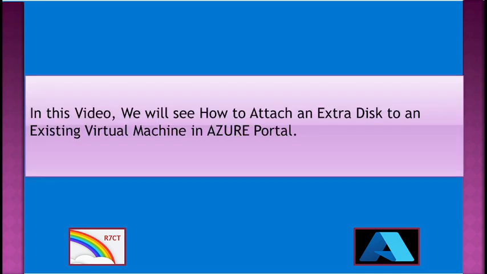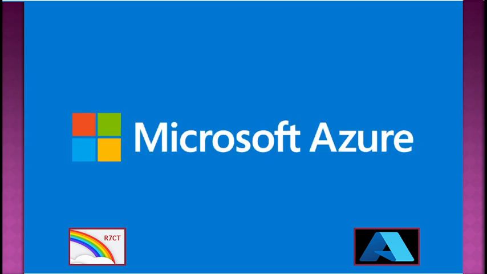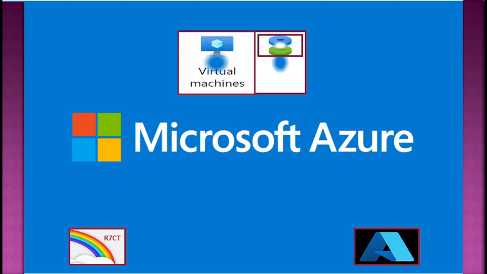In this video we will see how to attach an extra disk to an existing virtual machine in Azure portal. Suppose we have a Windows virtual machine running in Azure portal. There is a requirement of an extra disk for this virtual machine. So we'll add a new disk to this virtual machine.